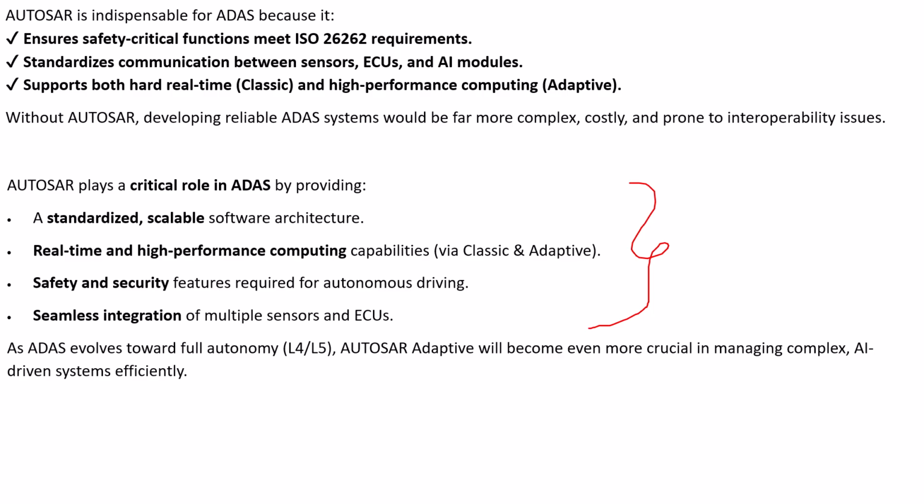Now, as ADAS evolves towards full autonomy, L4 and L5, Adaptive Autosar, more than Classic Autosar, will become even more crucial in managing complex AI-driven systems efficiently. Understand this: as AI makes foray into ADAS driving systems more and more, Adaptive Autosar will become more and more important. So I hope all of you got a feel for the importance of Autosar, what is meant by Autosar, and why it is becoming so important in the ADAS scenario.